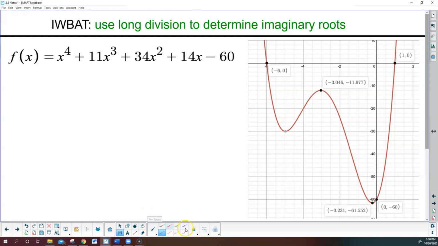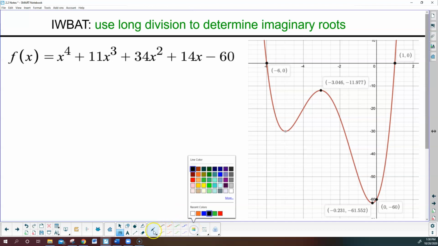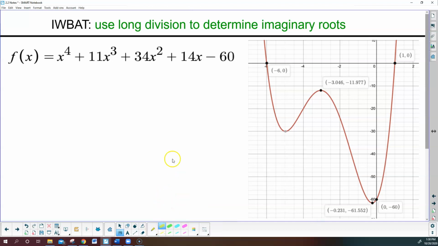This is a continuation of the work that we did yesterday, and we're going to use long division to find imaginary roots. Well, first thing I want to look at is let's take a look at what we know. It's a degree 4 polynomial, so there should be 4 roots or 4 solutions, but they could be real or imaginary. And if I look at the graph of this function, I can identify that we have 2 solutions right away, and those are 2 real solutions.